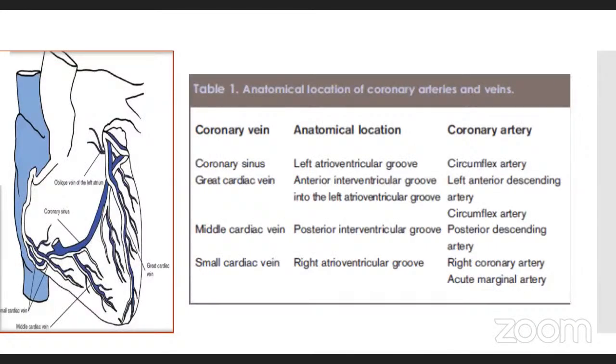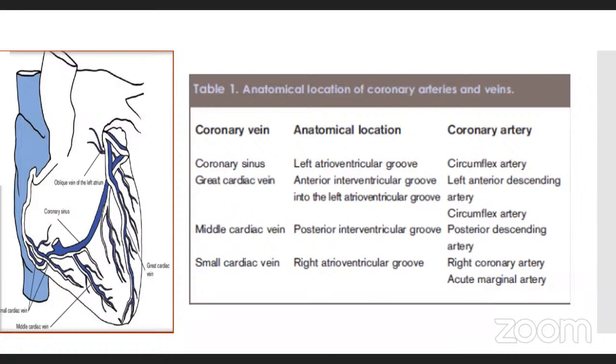This table shows each coronary vein and the corresponding coronary artery which it runs with. The coronary sinus runs along the left atrioventricular groove on the posterior side of the heart, along with the left circumflex artery.